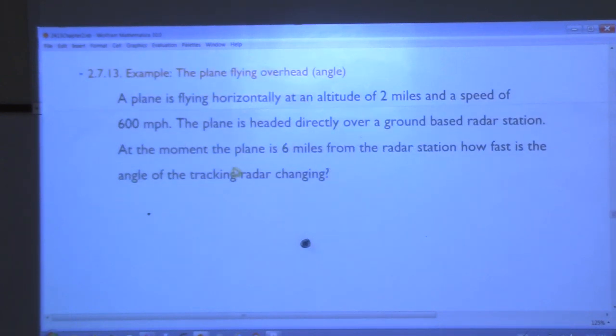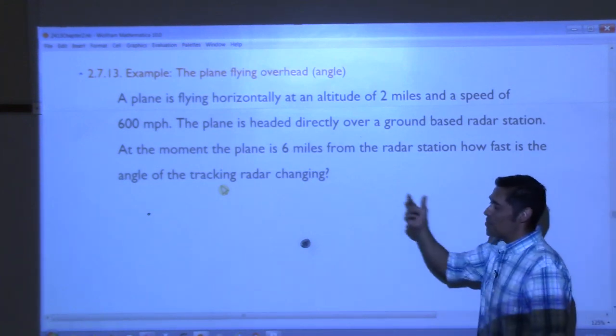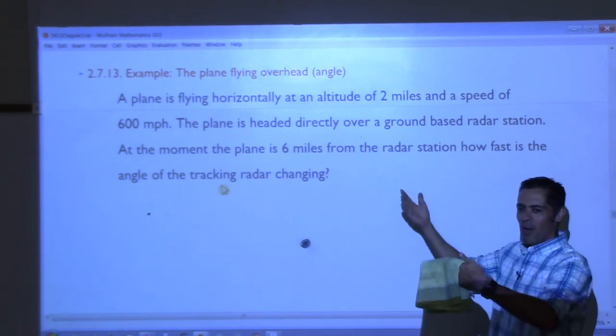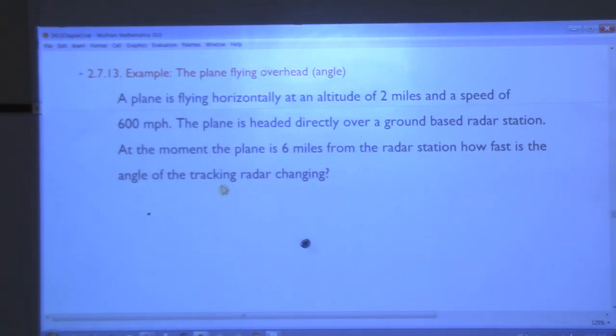Let's try a similar problem. A plane is flying horizontally, altitude of 2 miles, and a speed of 600 miles per hour. Same plane, okay? The plane is headed directly over a ground-based radar station. At the moment the plane is 6 miles from the radar station, hey, same problem. How fast is the angle of the tracking radar changing?